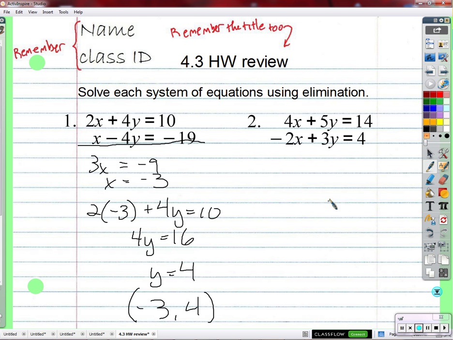Alright. Now this one needs a little help. It needs us to manipulate one, maybe both, of the equations so that one of those things will cancel out. Kylie? Put a positive 2 there, or put down a negative 2x. Okay, what do you mean by put? Times them. Okay, so we're going to multiply both sides of this equation by 2.